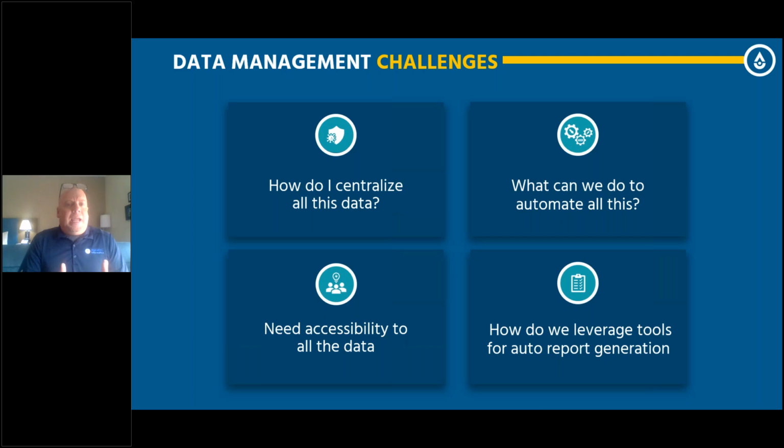How are we doing that now? So number one, big challenge, how do we centralize this data? Number two, what do we want to be able to do? How can we automate all this? With automation, we want to be able to reduce errors, improve efficiencies and accuracy with the data, continuously have defensible data that we can utilize quickly and easily. So how can we automate all of this data and eliminate manual input of data and really make improvements on the accuracy of that data?